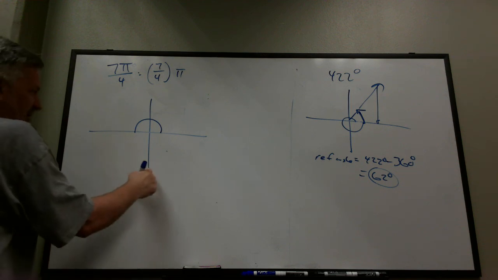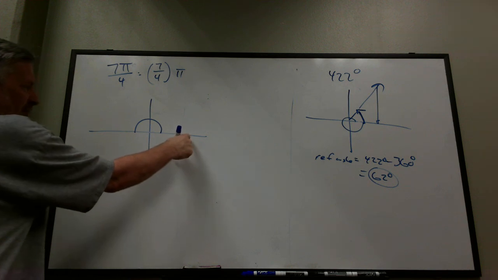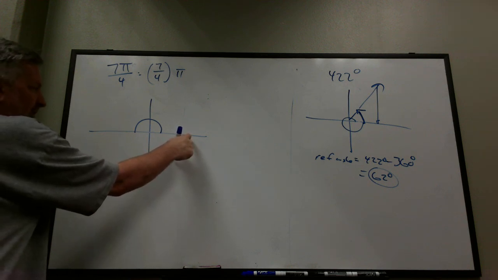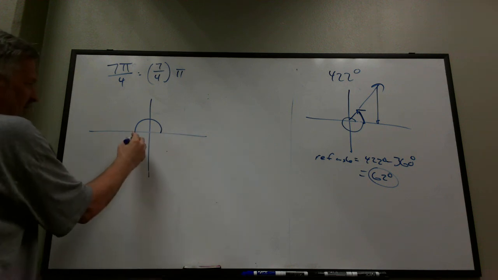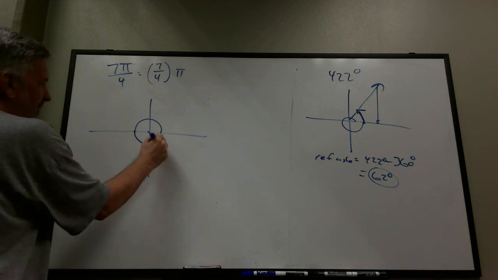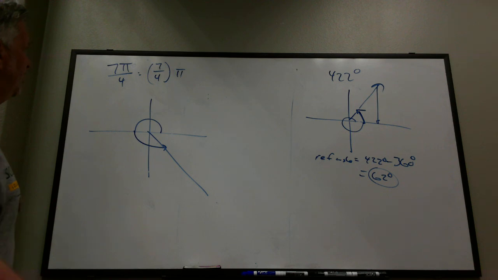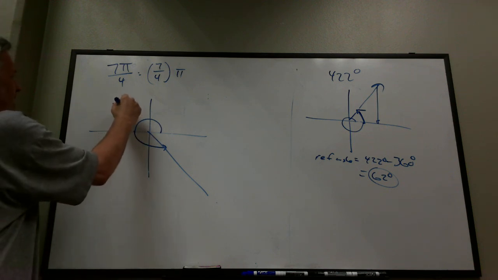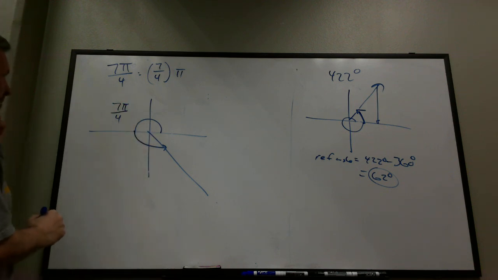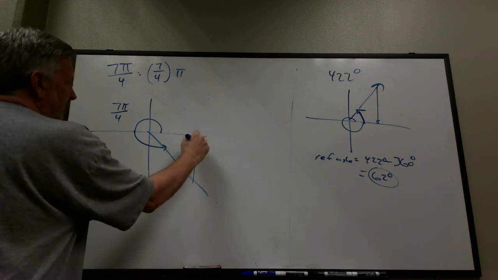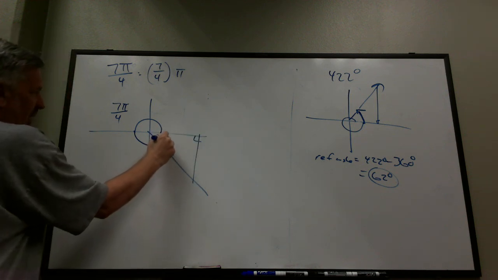Well, pi would take me all the way, another pi takes me all the way around. I need to go 3/4 of the way. If you chop that up into 4 pieces and use 3 of them up, you're going to be here. 1, 2, 3, 4, use 3 of them. So there's 7 pi over 4 radians. It's in the fourth quadrant. The reference angle is this angle right here.